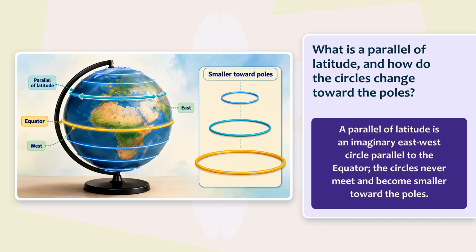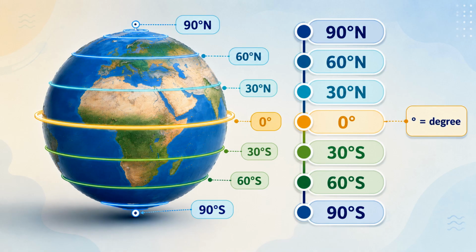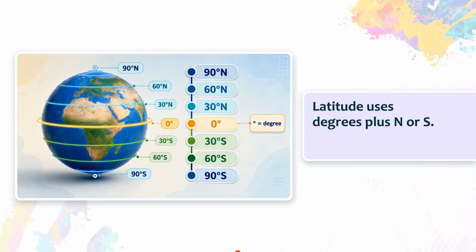Next, we will read latitude with degrees and the letters N or S. The equator is 0 degrees. Latitude increases to 90 degrees north at the North Pole and 90 degrees south at the South Pole. N or S tells the hemisphere. The mirrored ladder separates the two jobs in the notation.